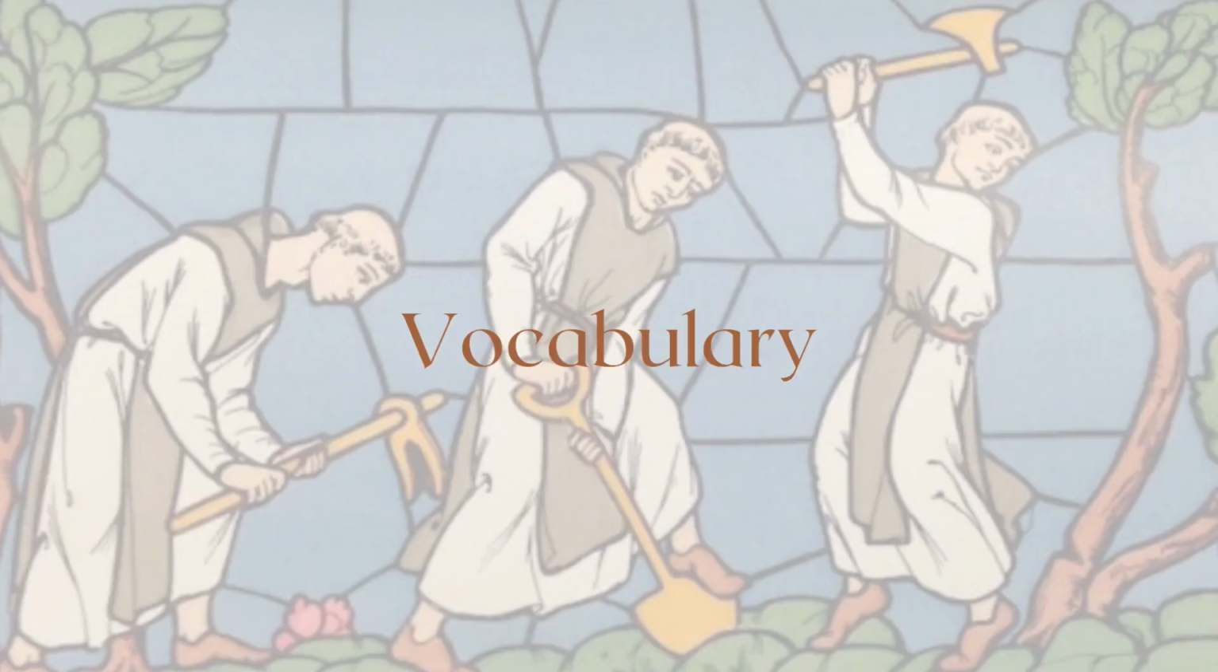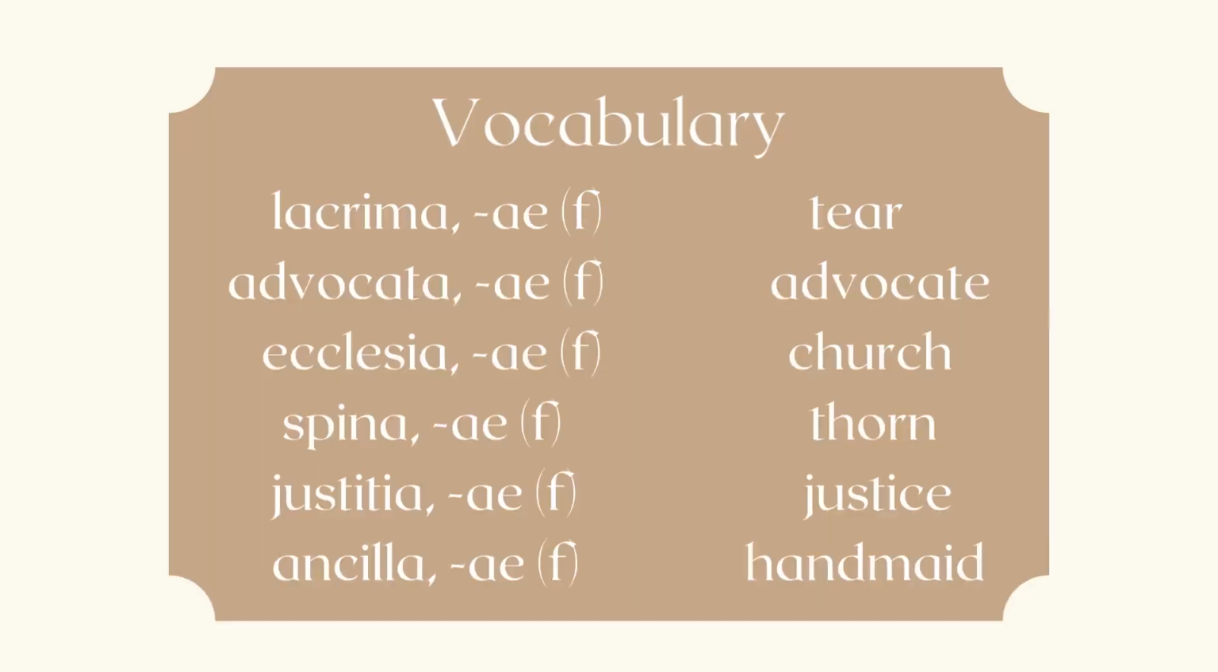On to vocabulary. 6 new first declension nouns. Lacrima, lacrimae, feminine, tear. Advocata, advocate, feminine, advocate. Ecclesia, ecclesiae, feminine, church. Spina, spinae, feminine, thorn. Justitia, justitiae, feminine, justice. Ancilla, ancillae, feminine, serving girl or handmaid.